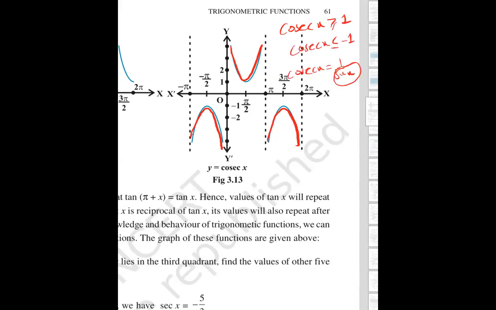Sine x is always less than 1, and 1 upon anything which is less than 1 will always be more than 1, right? So please note down that cosecant x never belongs to minus 1 to 1. That is wrong if it is given in the problem. This is a graph of cosecant x.